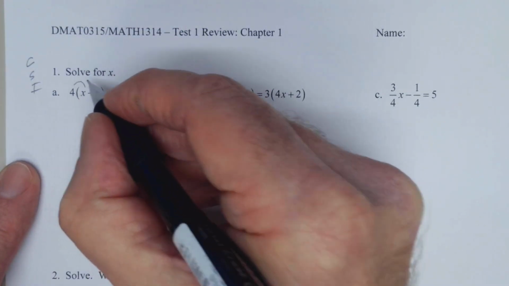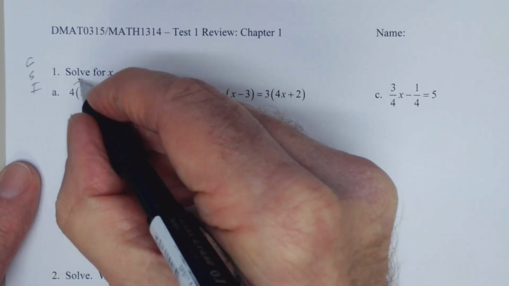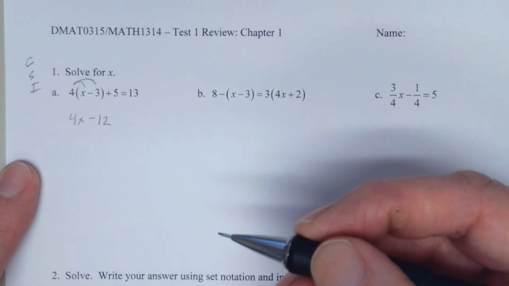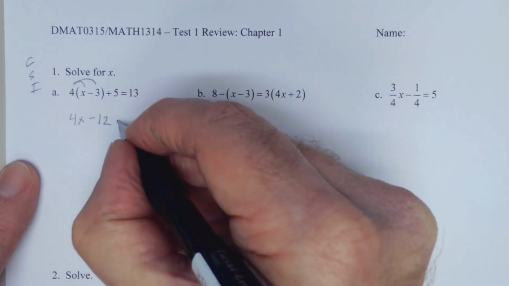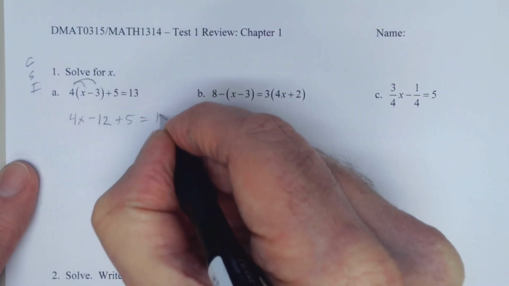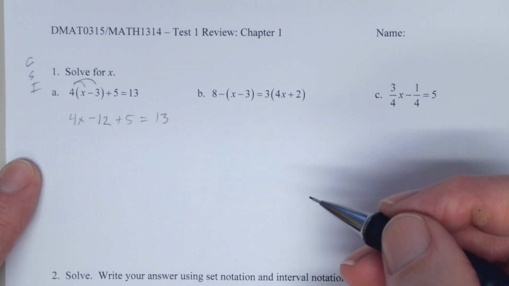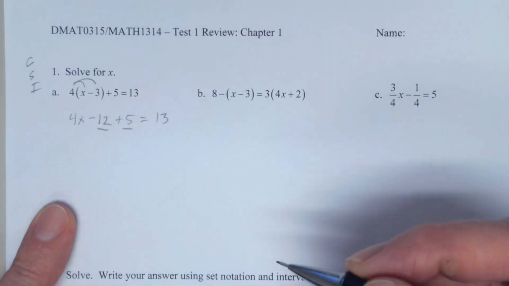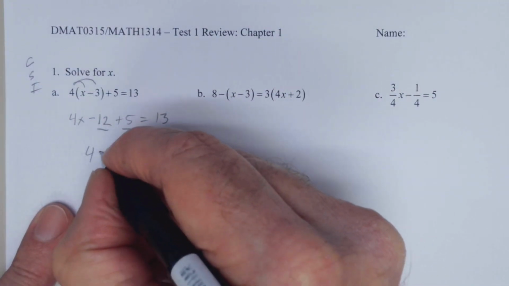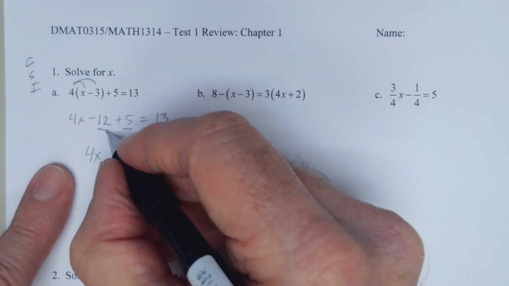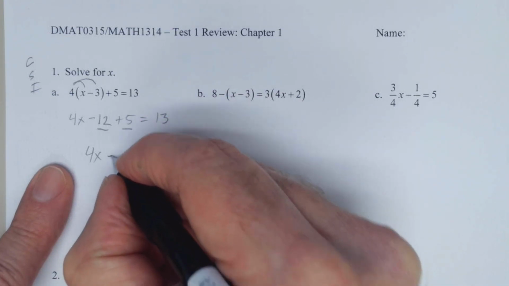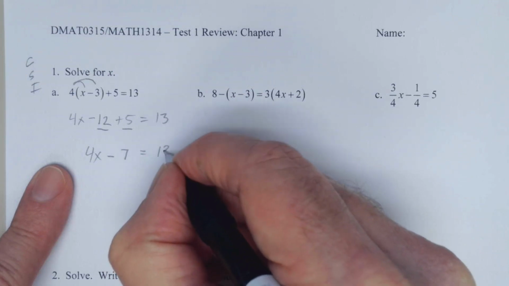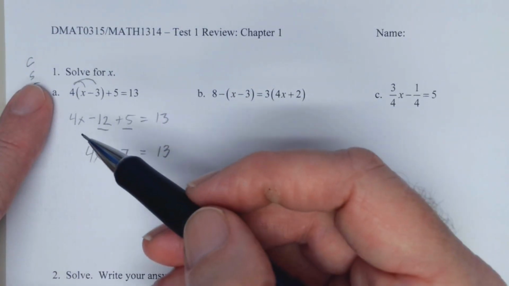So we're going to multiply 4 times x, that's 4x, and 4 times minus 3. We're just using the distributive property there. And then the plus 5 comes down, and that's equal to 13. Now the left side is not simplified yet because we still have some constants we can combine. So we have 4x, and negative 12 and 5 will give you negative 7, so we'll write minus 7, and that's equal to 13. So now we've simplified everything we could.